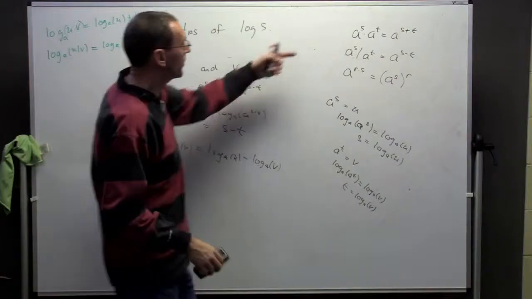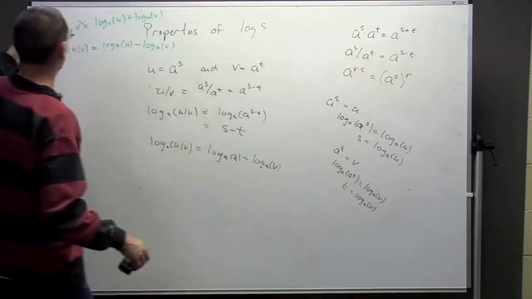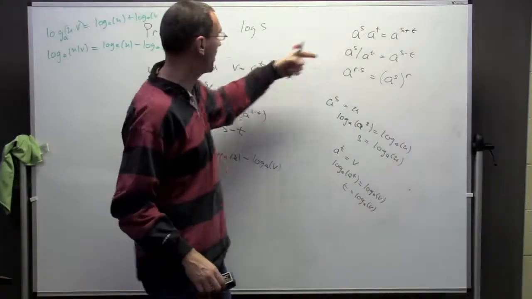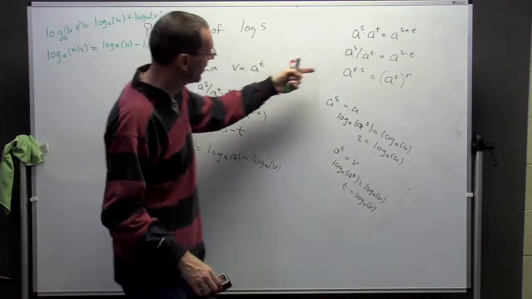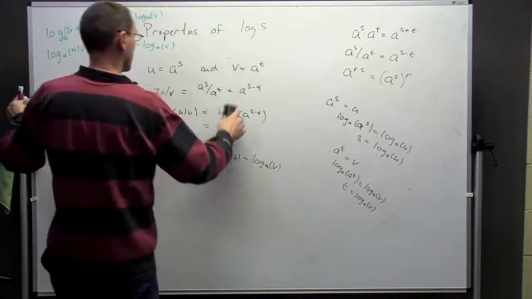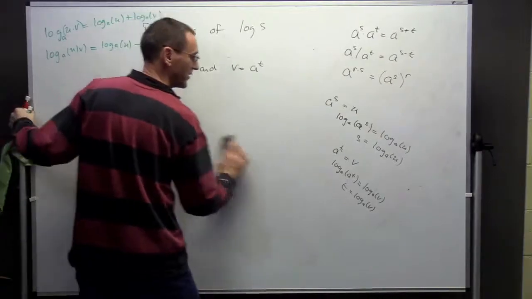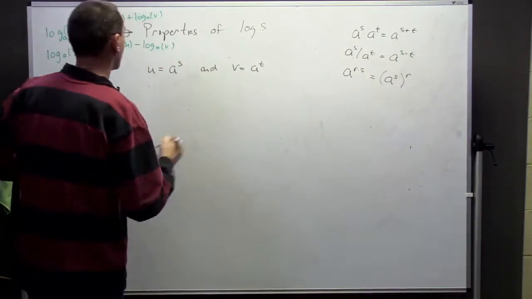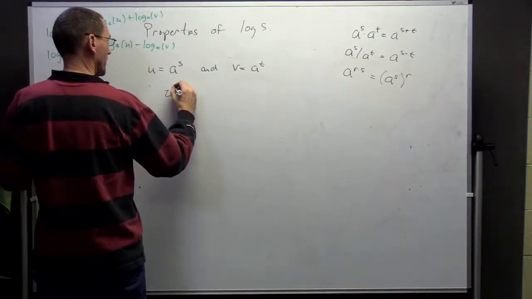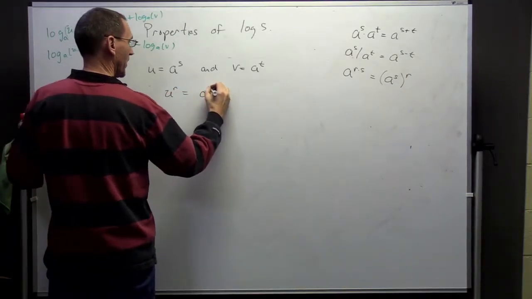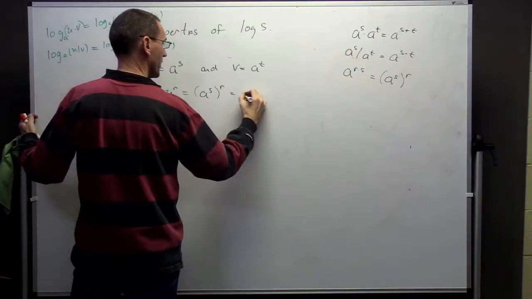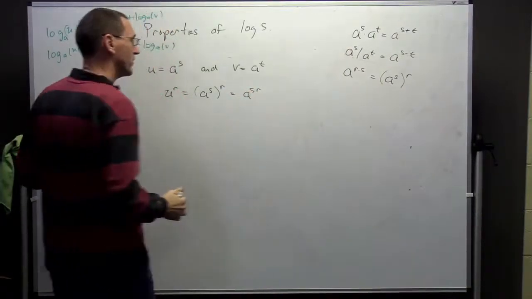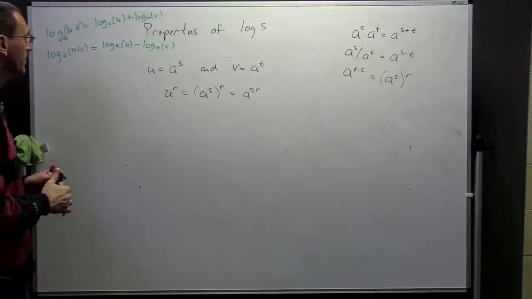Okay, so this property gives us this nice thing. This property gives us this nice thing. And now we're going to try to take a look at this and see what happens. So let's stick with that. So what do we have? Let's look at u raised to the r. It's going to be a to the s raised to the r. It's going to be a raised to the s times r.